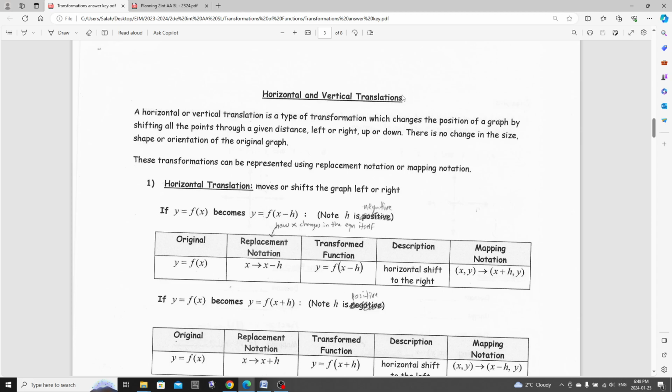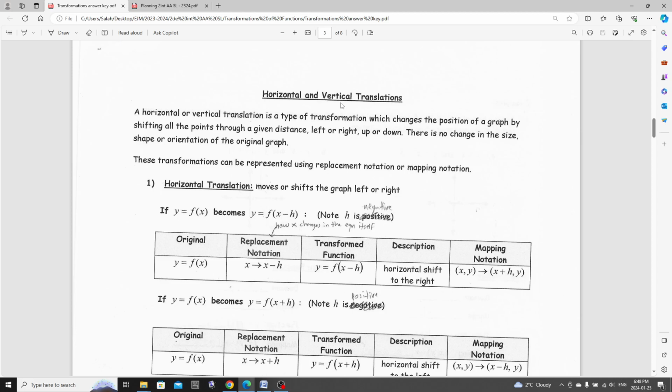Well, horizontal and vertical translations, what are they? Well, really, they're just shifts, either up, down, left, or right, of a graph in the coordinate grid. Now there are going to be two different types of translations. You're going to have horizontal translations and you're also going to have vertical translations. Horizontal translations occur by shifting the graph either left or right, whereas vertical translations are going to be happening when you shift the graph up or down.